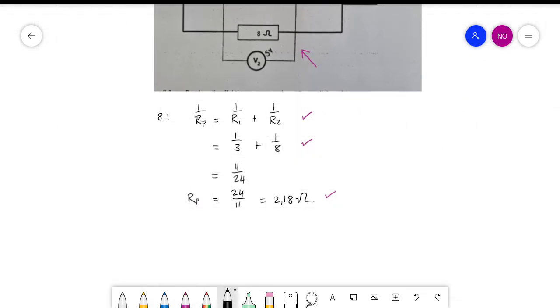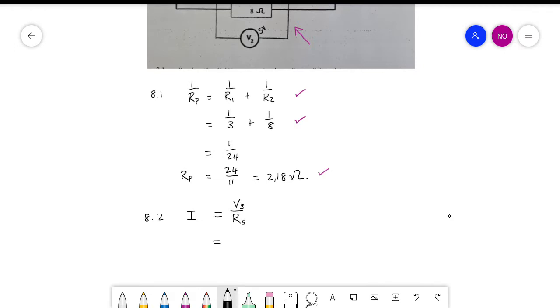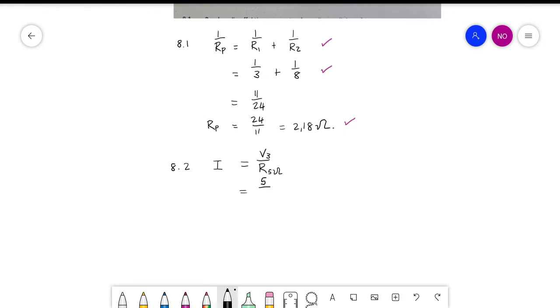So, to calculate current, I need potential difference and I need resistance. The potential difference is 5, the total resistance is 5, and therefore we will have 1 ampere flowing through this circuit. That means the current flowing through the parallel components will also be 1 ampere.